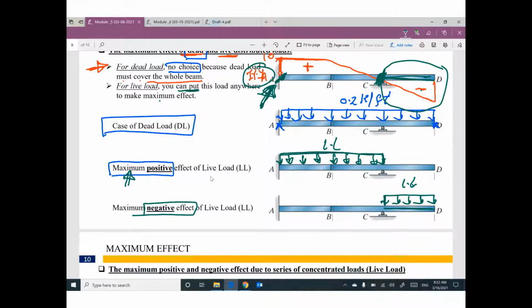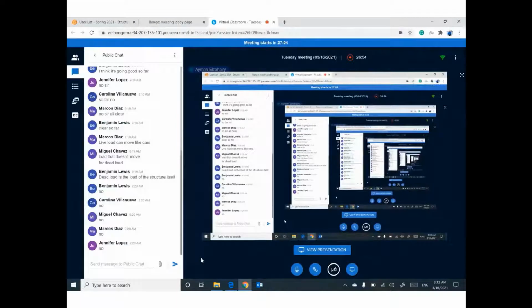For live load, we have a choice. You need to ask yourself, do you need maximum positive? Then I have to put the live load under the positive diagram only. If you would like to get the maximum negative, I have to put this live load under the negative diagram only. For live load, we don't have something called just maximum. No, you have to say maximum positive or maximum negative. Looks good?